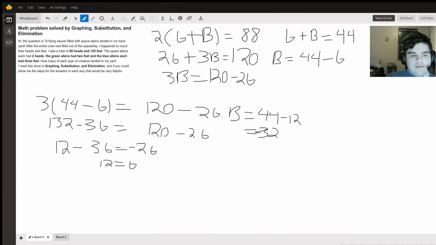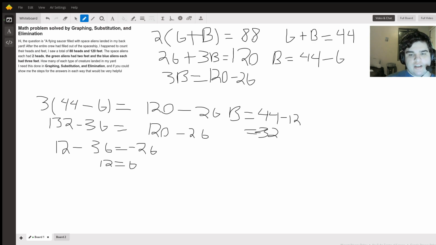Hello, and today we're going to be solving a system of equations given by a word problem in three different ways. We're going to be solving it by graphing the two lines, by substitution, and by elimination. I have all my work done out, so it'll be a little bit faster, and I'm just going to go through my work so you can see where my solutions come from.